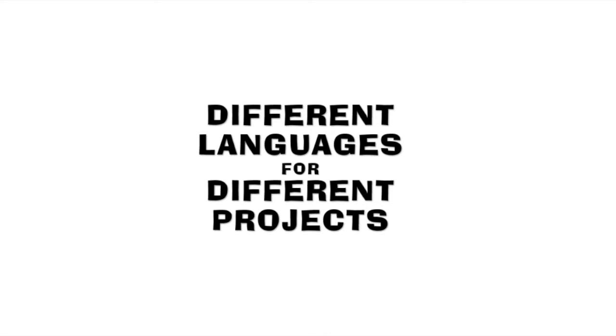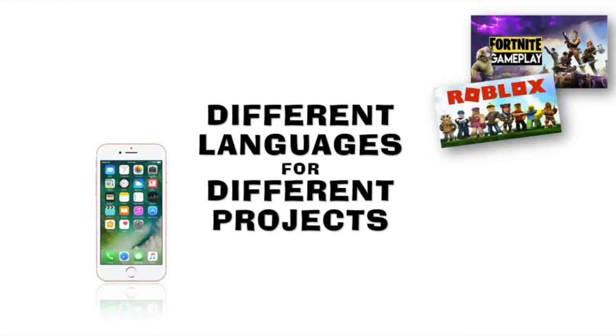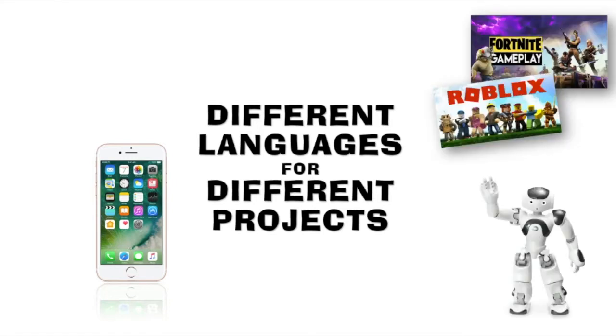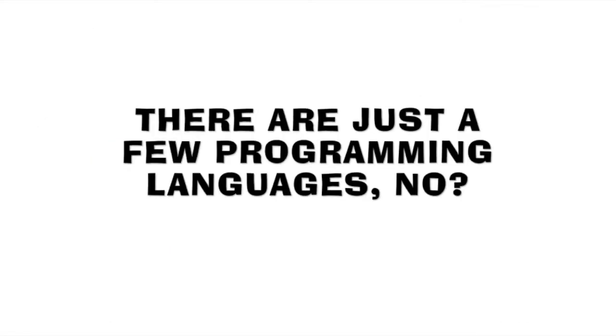Now, different programming languages are used for different projects. There may be a robotics project, there could be a web project, but everything will have its own language. For example, if you want to build an app to run on the iPhone, you're going to need a language. If you want to build a game, that would require another language. If you're building robots, that will be yet another one, and another one for different things. You ask, are there just a few programming languages? No?